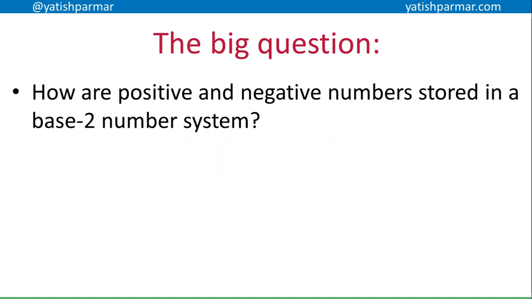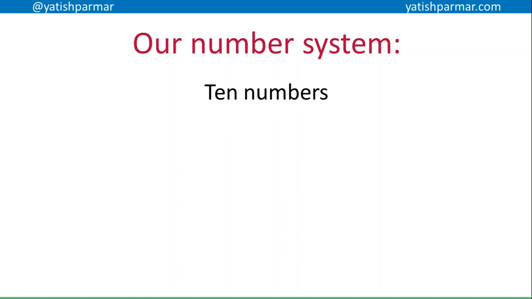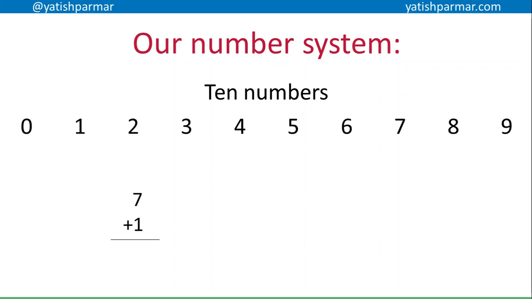Okay, so basically the big question for this video is how a positive and negative binary number is stored in a base 2 number system. So our number system that we use to count in daily life, we've got 10 numbers. We call it the denary number system. Some people call it decimal. 10 numbers, so we've got 0, 1, 2, 3, 4, 5, 6, 7, 8, 9. So basically if I've got 7 plus 1, I'm going to get 8.